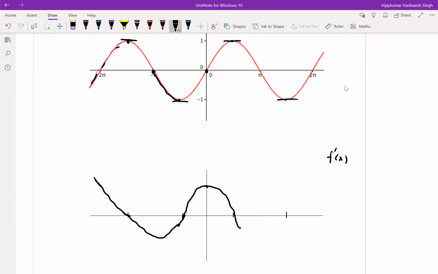Now, does it remind you of some graph? What graph does it remind you of? Exactly. So f prime x reminds us of the cos x graph. Let's see that this is indeed the case.